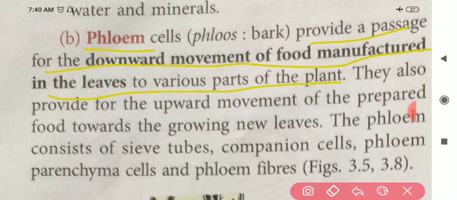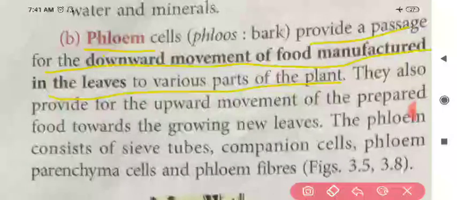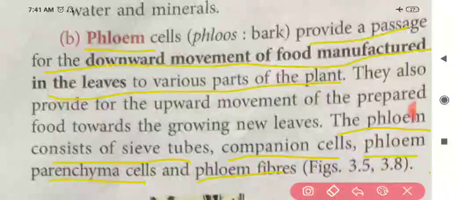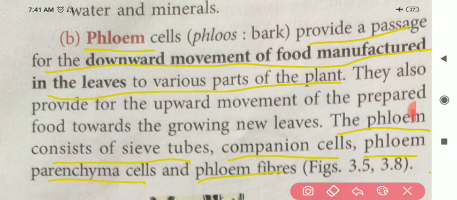They also provide for the upward movement of prepared food towards growing new leaves. Then you have to write this last line. What does the phloem consist of? The phloem consists of sieve tubes, companion cells, phloem parenchyma cells, and phloem fibers.